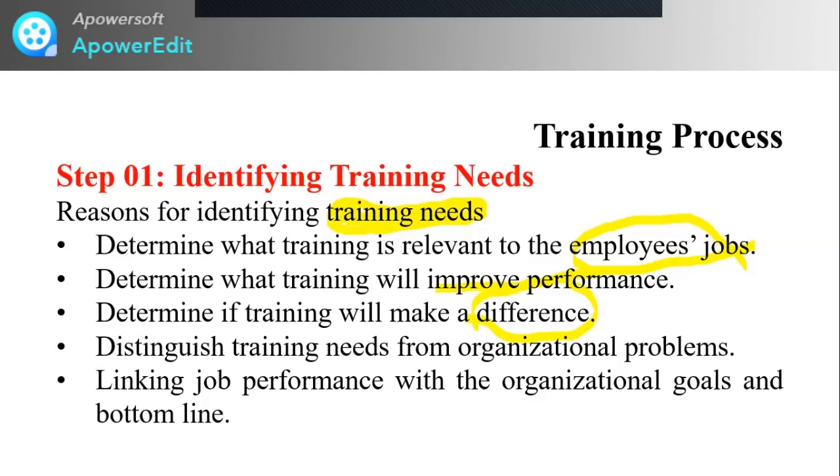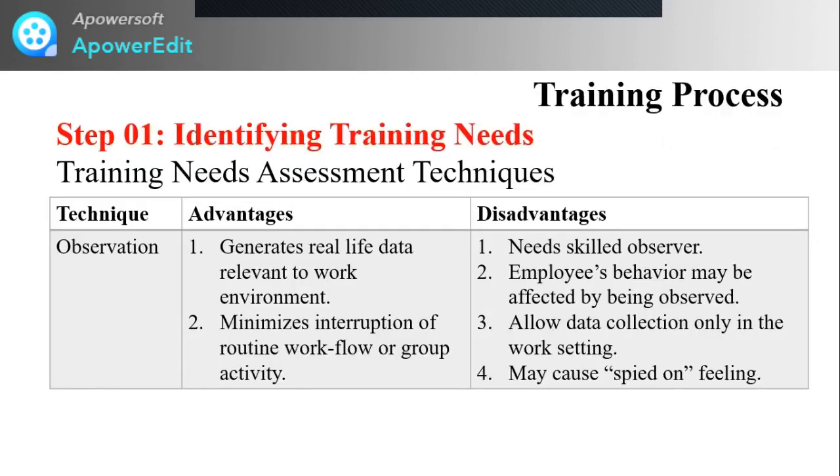Distinguish training need from organizational problem through clear training need identification. Then link job performance with the organization's goal and bottom line through identifying the real training needs of the employee. Then training need assessment techniques: how to identify the training needs of employees.